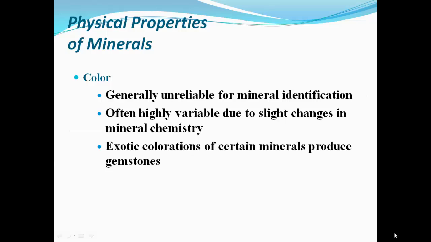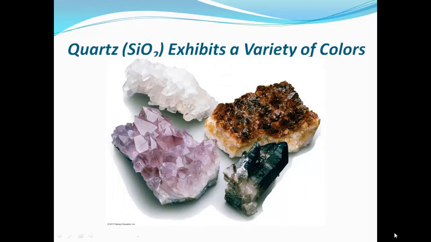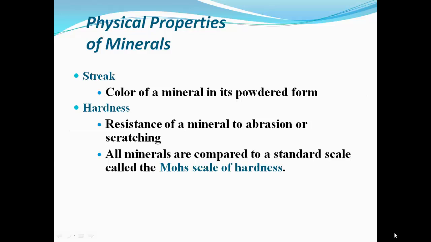Color. Color is generally unreliable for mineral identification. It's often highly variable due to slight changes in mineral chemistry, or sometimes the mineral has been weathered, so on the outside it has formed a different color. Exotic colorations of certain minerals produce gemstones. Quartz, for example, we may find in many different colors. That's from trace minerals that are, I guess, contaminating the quartz, so to speak, so that shows different colors.